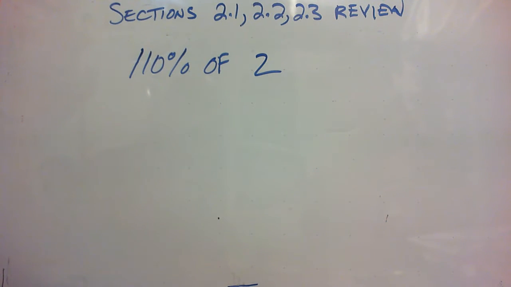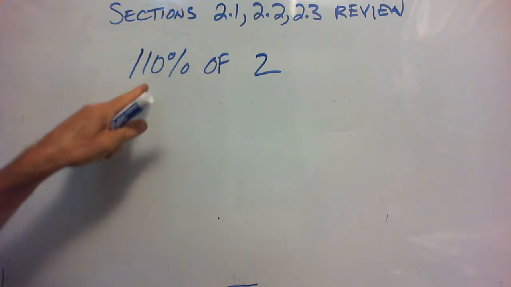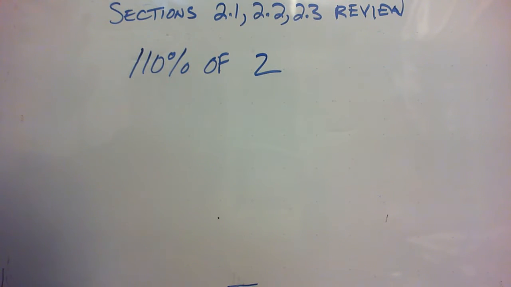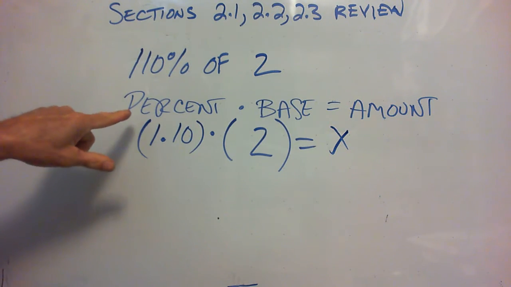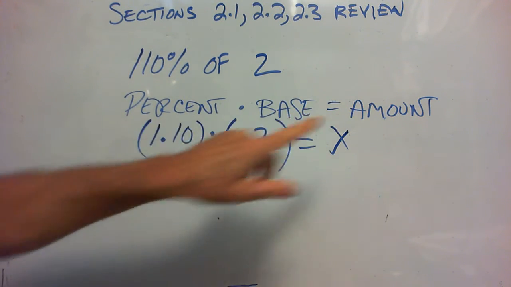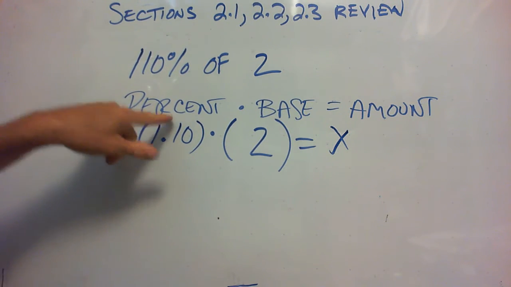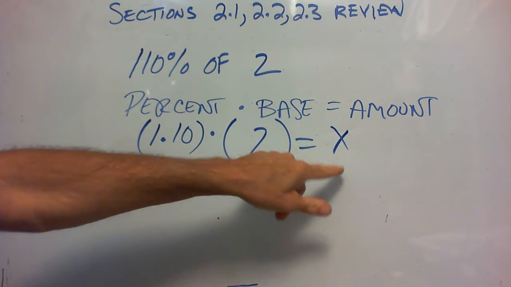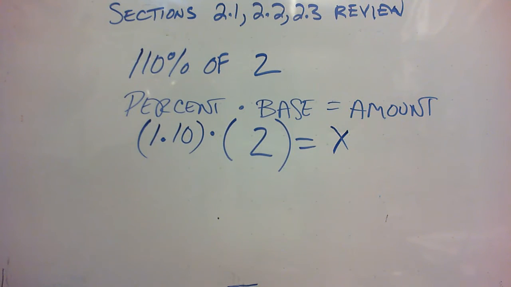Okay, now we're going to look at some of the percent applications. Using that percent times base equals amount relationship, we start with the problem, 110% of 2. What is it? So our percent equation is percent times base equals amount, where the percent is given as a decimal. And we use x for our unknown part of this equation.